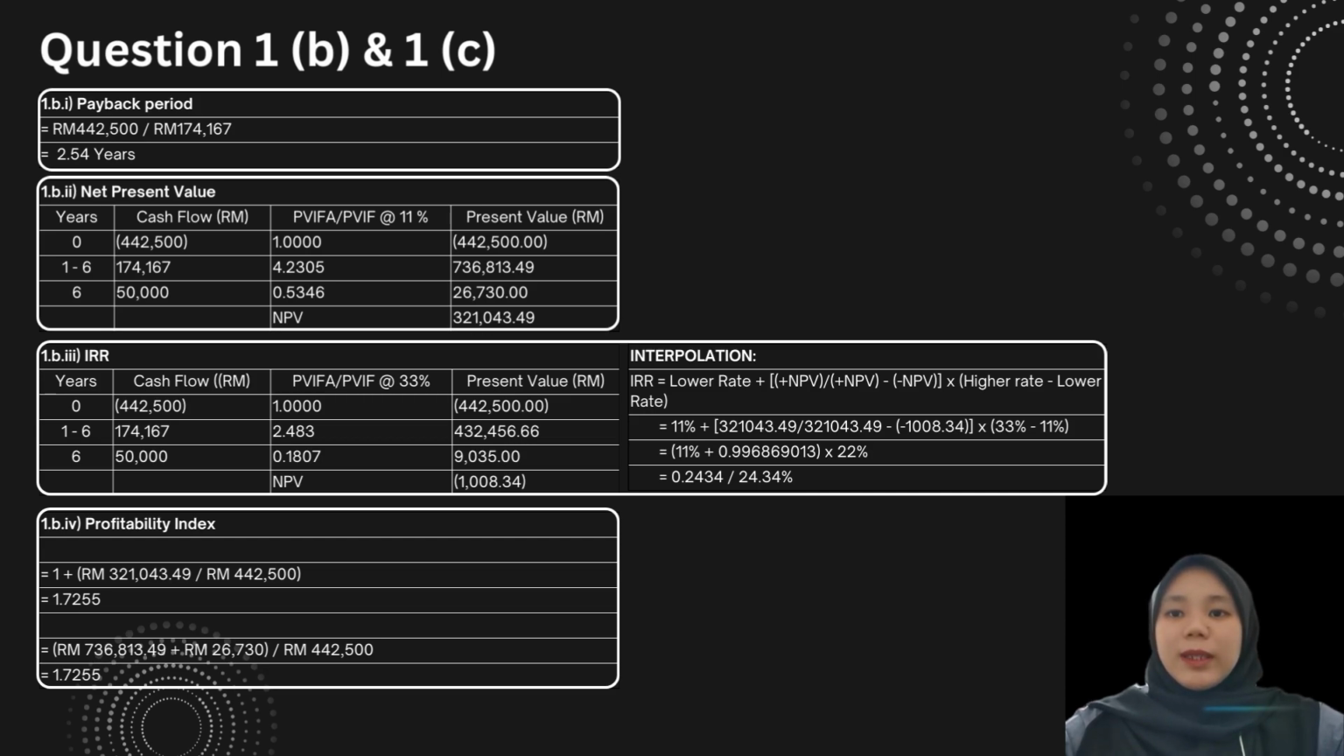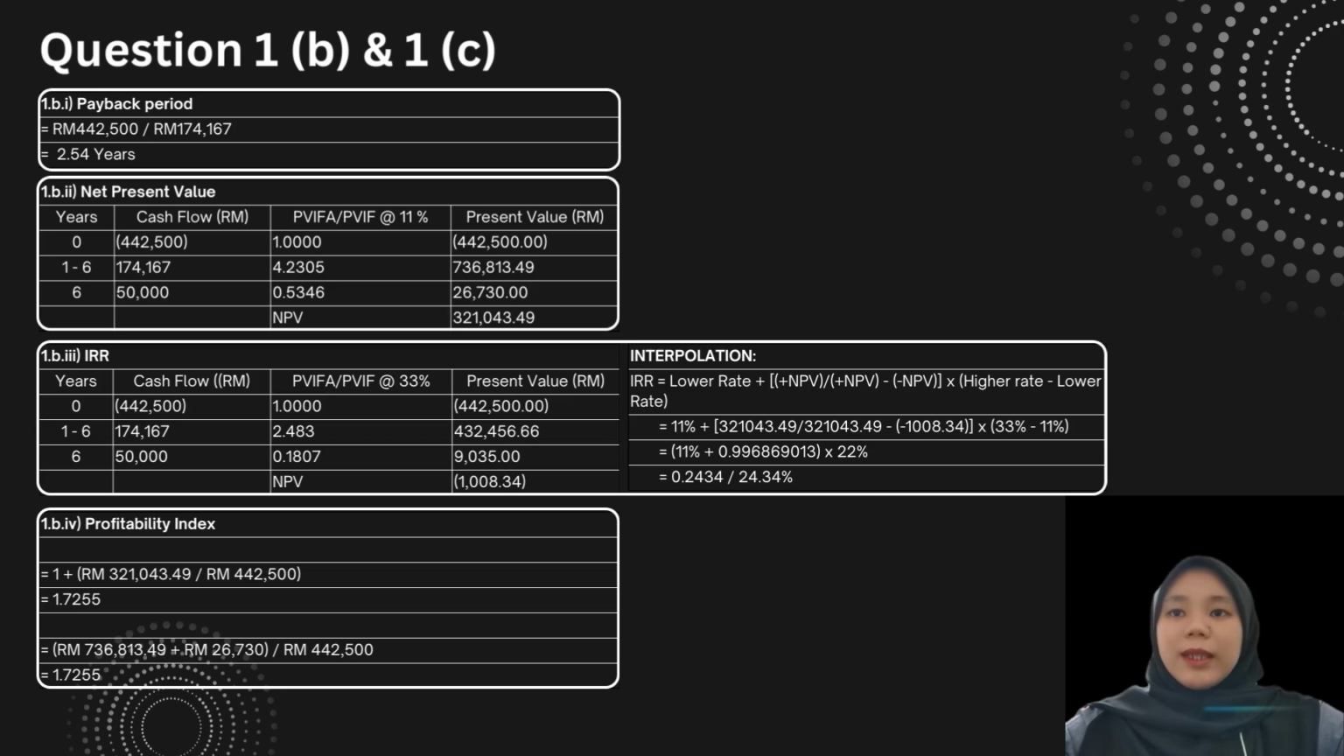Second is to calculate the net present value of the machine. For year 0 and years 1 to 6, the cash flow amounts come from the annual differential after-tax cash flow. Moreover, the cash flow of year 6 includes the terminal cash flow amounting to 50,000 ringgit. Then all of these amounts will be multiplied with the PVIFA from the row of 11%. Thus, the total present value of the cash flow will be deducted by the total initial outlay to get the net present value amounting to 321,043 ringgit and 49 cents.